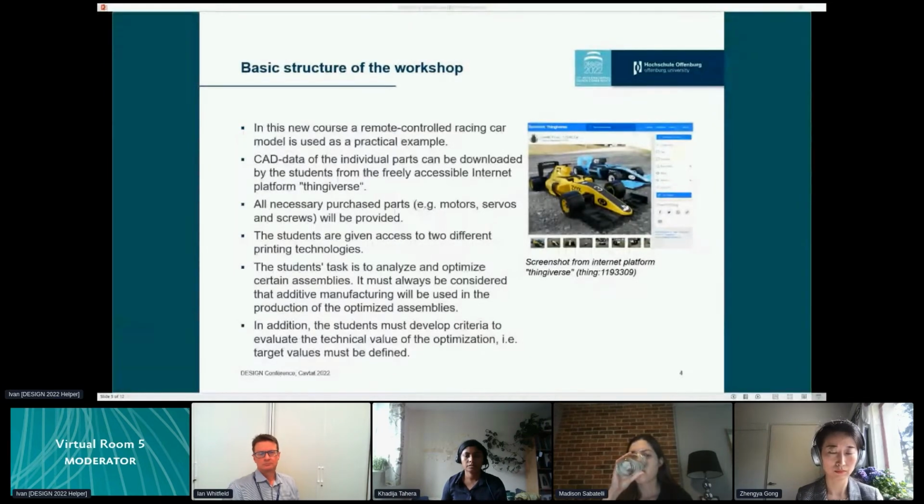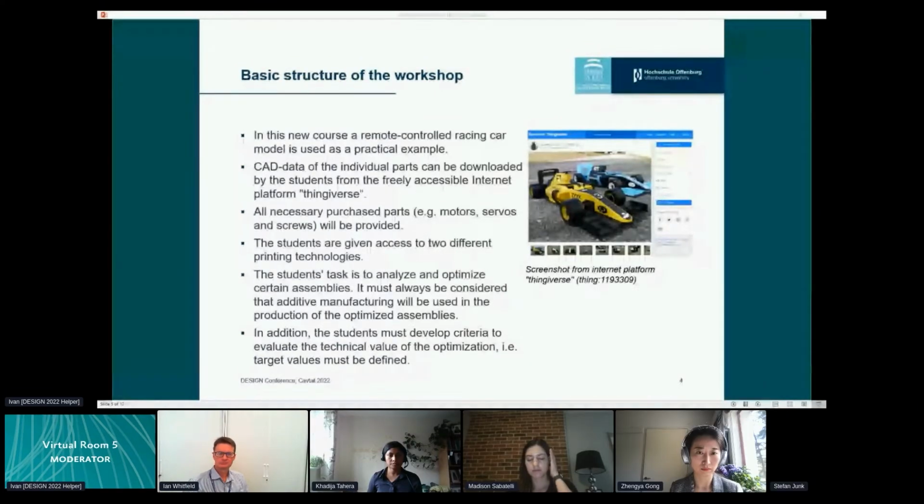The students are given access to two different printing technologies. The students' task is to analyze and to optimize certain assemblies. It must always be considered that additive manufacturing will be used in the production of the optimized assemblies. In addition, the students must develop criteria to evaluate the technical value of the optimization.